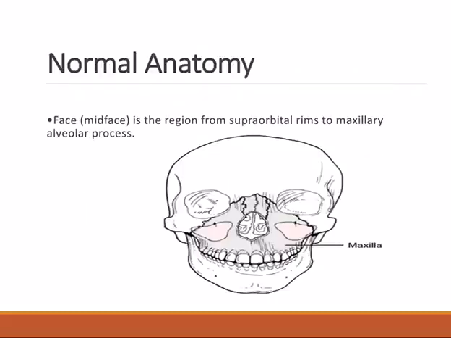Normal anatomy. The face is the region from the supraorbital rims to the maxillary alveolar process. The normal anatomy of the maxilla can be seen from the diagram given.